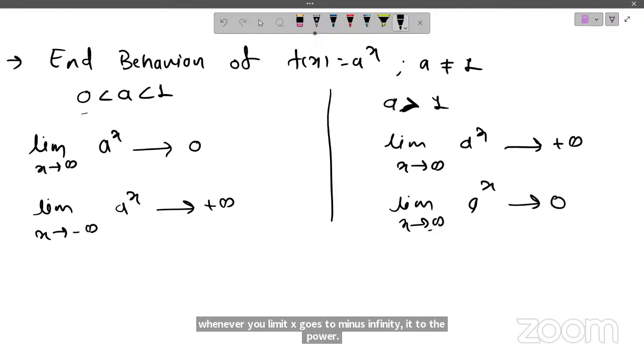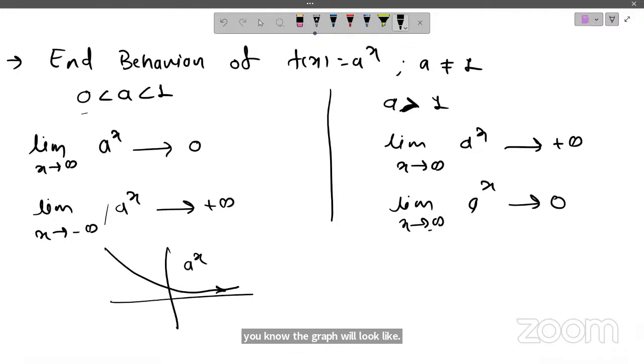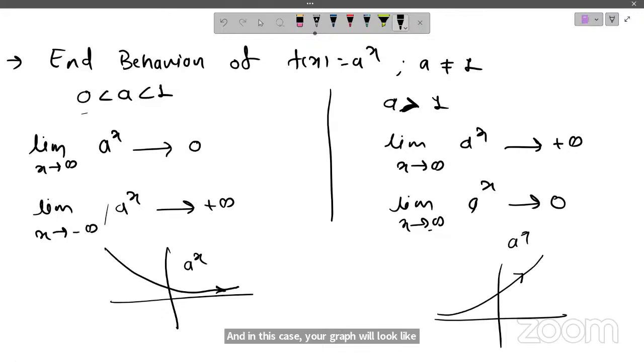Since our a is between 0 and 1, you know the graph will look like decreasing, something like that, right? And in this other case, your graph will look like increasing. Is the graph clear to everyone? That the graph will look like this?